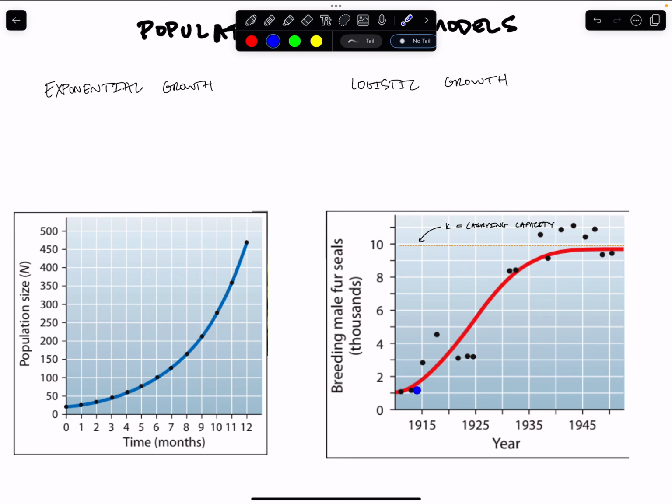Initially, they start out growing slowly, like exponential growth. The first phase, I guess the first half of logistic growth kind of mirrors exponential growth. Population is growing slowly and then more and more rapidly over time, but then it hits an inflection point somewhere in the middle. It starts to grow more and more slowly.